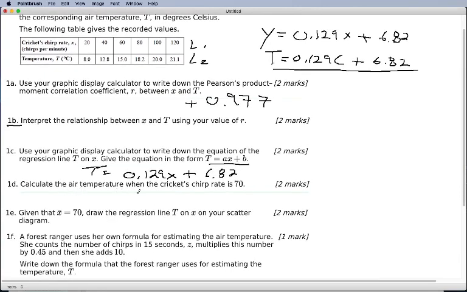Next, calculate the air temperature when the cricket's chirp rate is 70. So this is what they're getting you to do. What you should do is fill in your value here for your method marks. 0.129, our x is the chirp rate, so they tell us it's 70. And then we have plus 6.82.